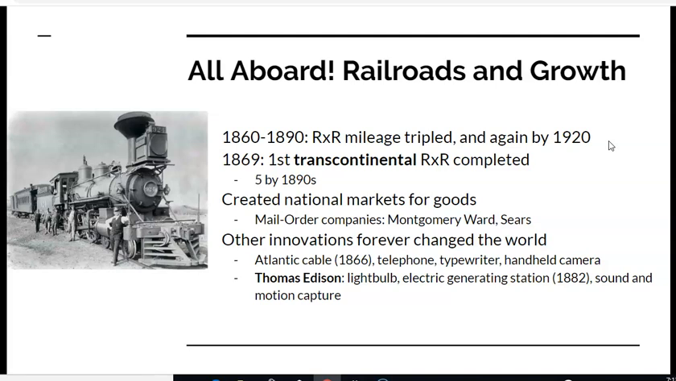One of the key figures in all this was Thomas Edison, a genius inventor. Really, he was a genius inventor and also a genius businessman. He knew how to market his inventions. He's known for the light bulb, the electric generating station that allowed for cities to be lit up at night, and for sound and motion capture. So you would not be able to listen to music on your phone or watch any videos without the inventions of Thomas Edison.